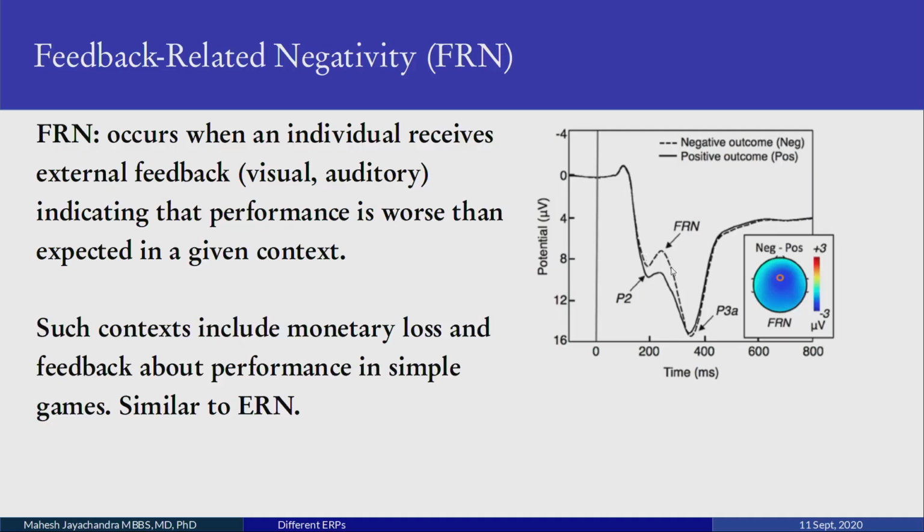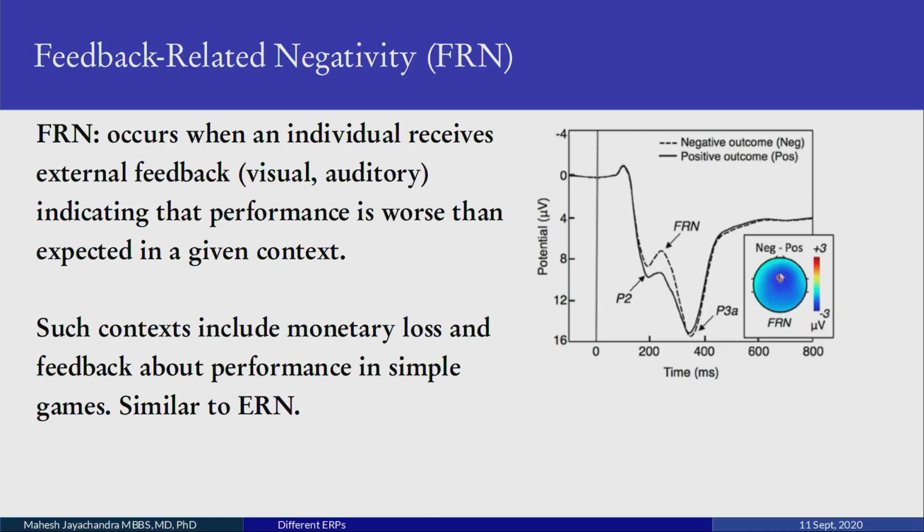The index for this is the feedback related negativity, and it occurs between 150 to 300 milliseconds. On this graph on the right, you see a negative outcome shown by the dotted line, and the positive outcome shown by the solid line. The negative outcome between 150 to 250 is the feedback related negativity. It comes up in paradigms which include monetary loss, feedback about performance in simple games, etc., and it's very similar to the earlier error related negativity.